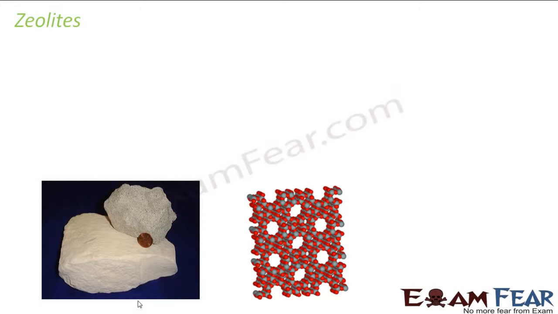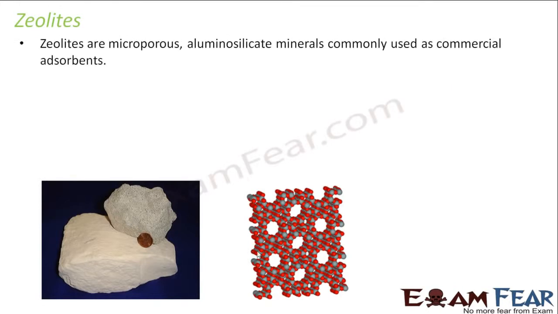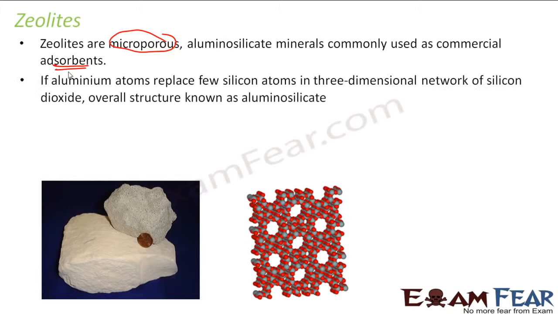As I told, we'll discuss zeolites. It's nothing but a type of silicate. This is the shape of the zeolites actually, you see, and these are microporous, and they're normally used as adsorbents. They are also used for filtering. We have discussed in the last chapter, where we talked about the softening of water, where we used zeolites to purify water, correct?